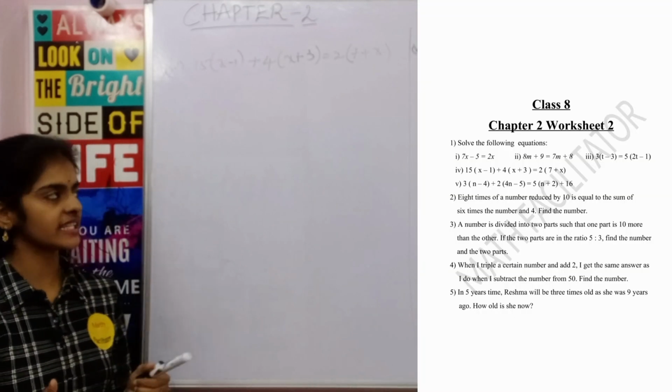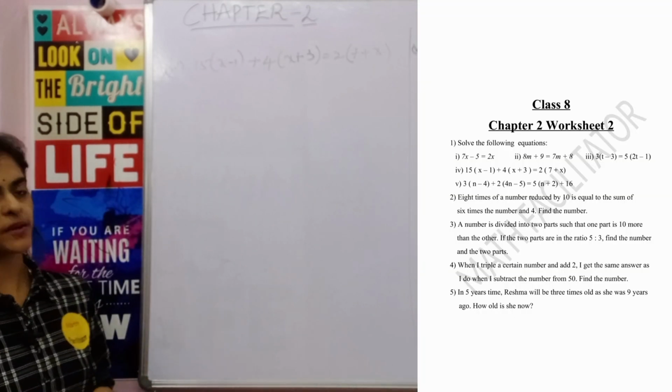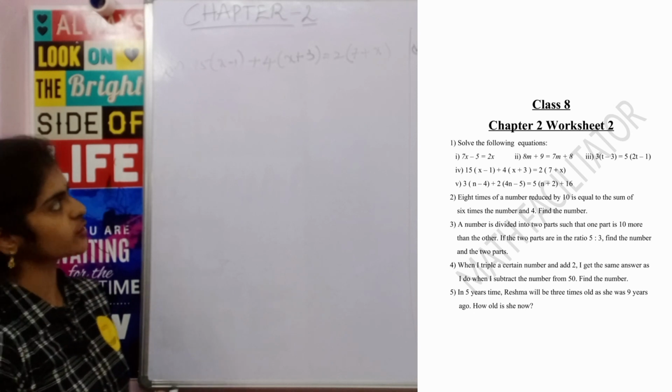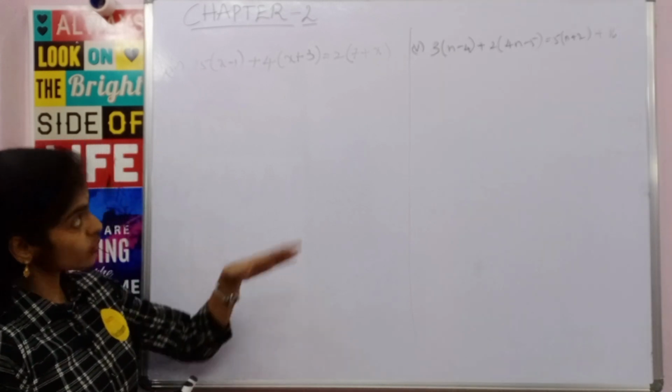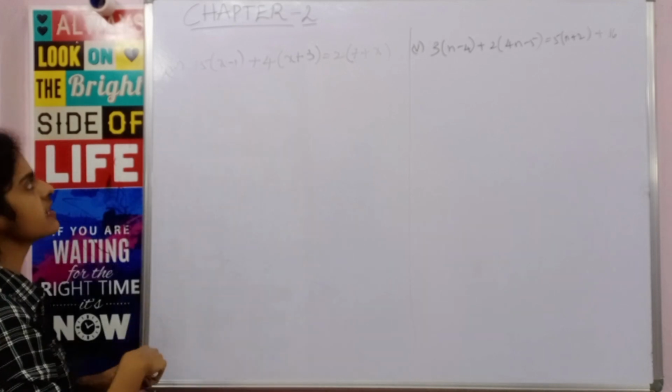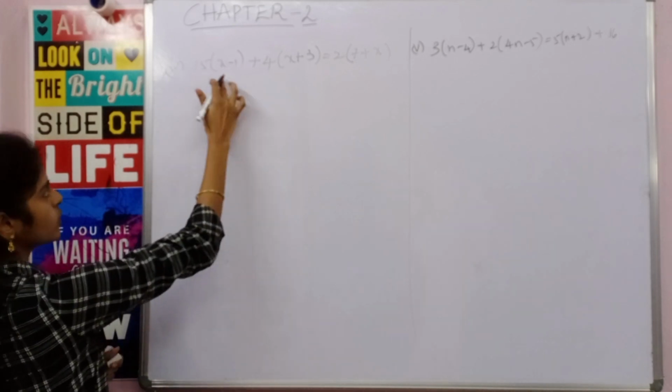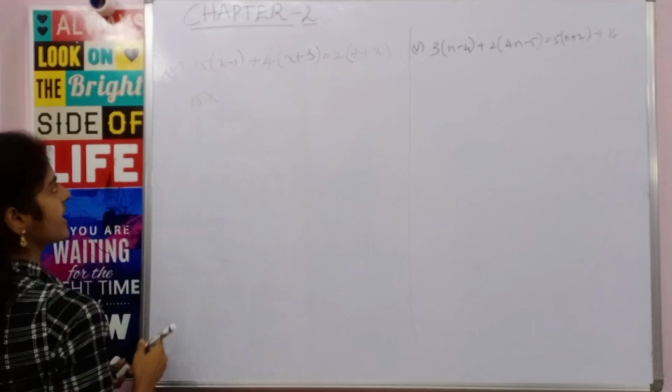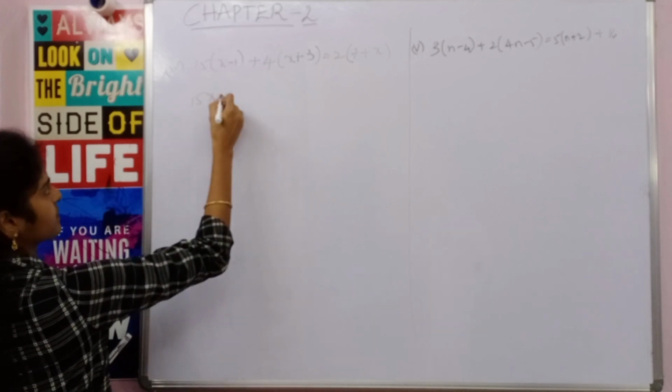So moving on to the next one, you have 15 into x minus 1 plus 4 into x plus 3 equal to 2 into x plus 2 into 7 plus x, okay? So firstly let us solve this LHS, okay? So it is 15 into x, so this is 15x minus 15, okay?